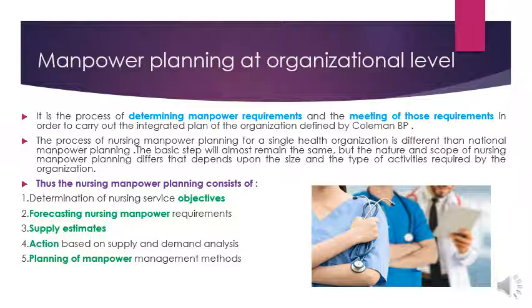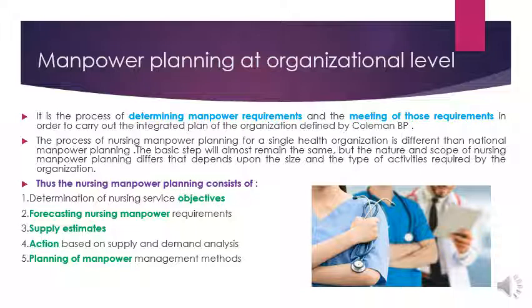The process of nursing manpower planning for a single health organization is different from national manpower planning. So for each organization, the manpower planning can be different. The basic steps will remain almost the same. The objectives may be almost the same, but the nature and the scope of nursing manpower planning differ. That always depends upon the size and the type of activities required by the organization. For all organizations, the nursing manpower planning can be different, but the nature and the objectives will be almost the same. So planning will always depend upon the size of the hospital and the activities that they need to carry out in that organization.